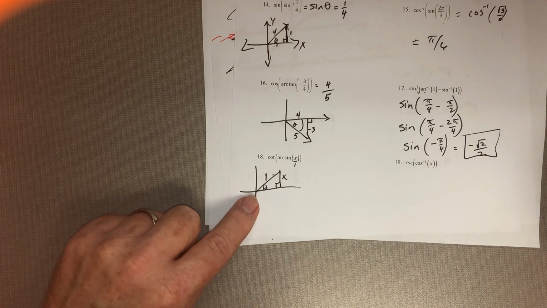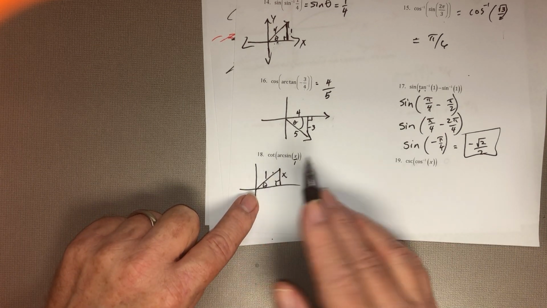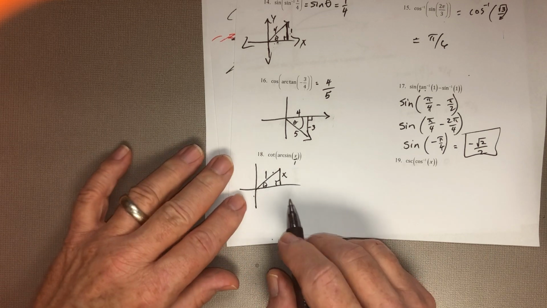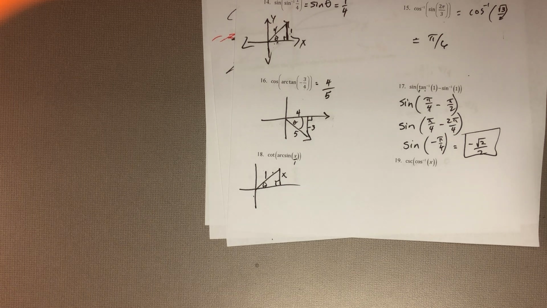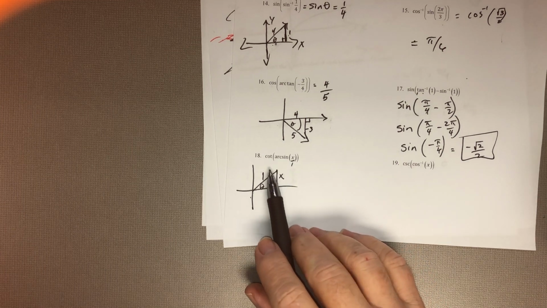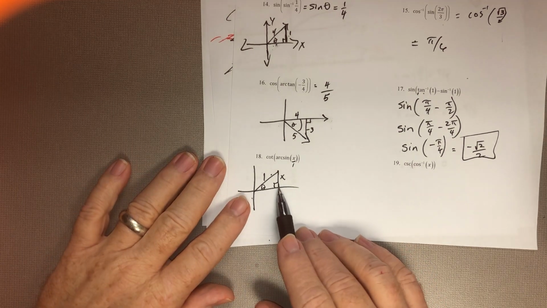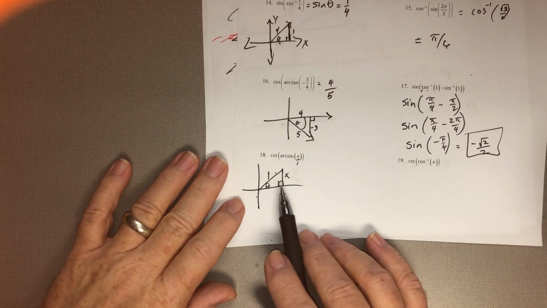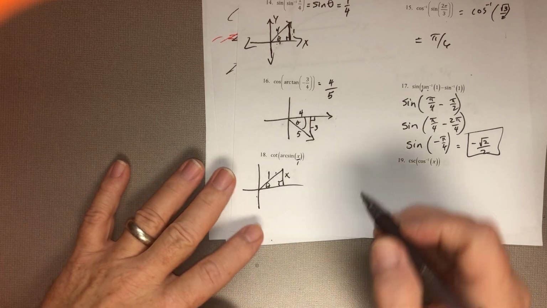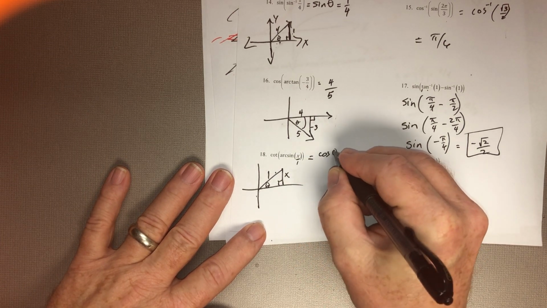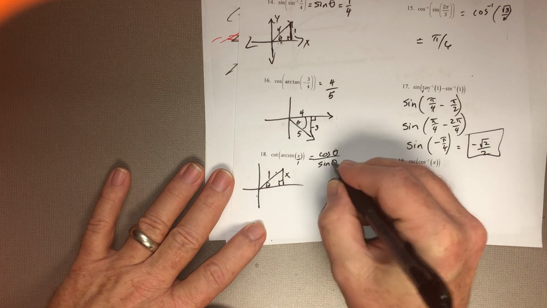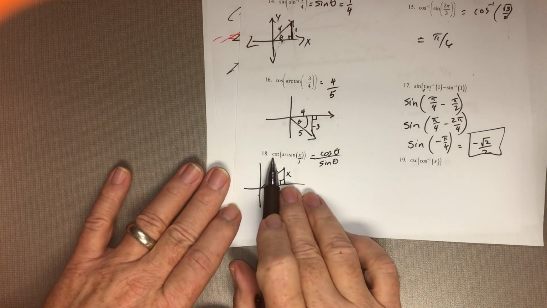And now I want the cotangent. Well, the cotangent, remember, is the inverse of the tangent, which means I want the tangent of this angle. The tangent would be the sine divided by the cosine. So really what I'm going to do is the cosine of theta divided by the sine of theta. That's how I will get my cotangent.